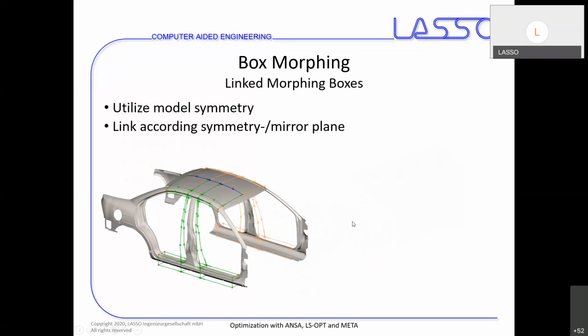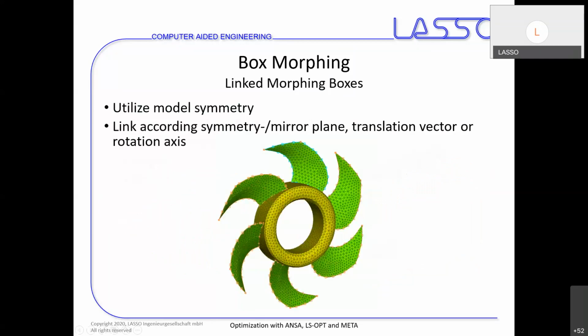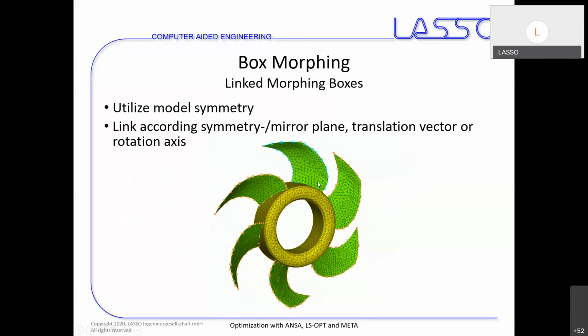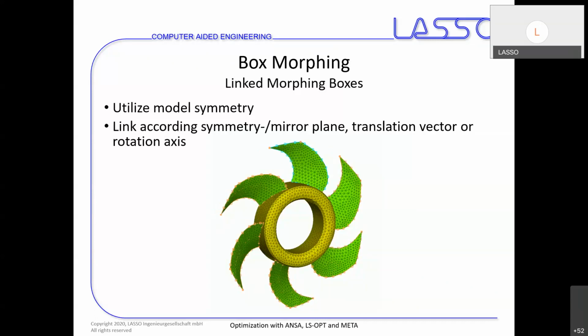We can have link boxes also with specific transformations. Like here, the green one is the master. The orange ones or the brown ones are the slaves. So everything which we do on the master is done to the slaves as well. Here according to a rotation axis. So a 2D box, the blue one is the master, the other five are the slaves. All right.